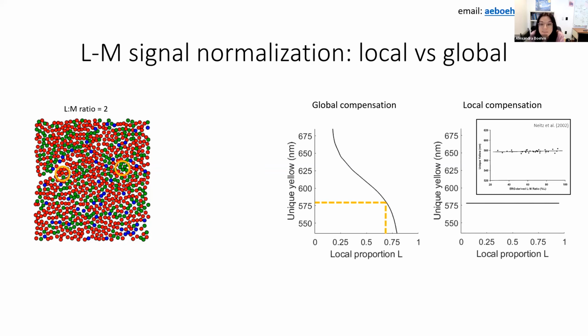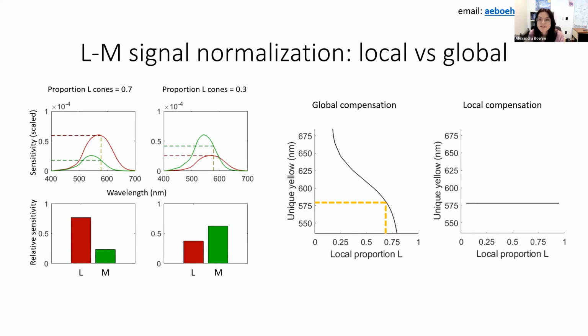And this could perhaps be a similar mechanism to the one that makes the wavelength of unique yellow invariant across individuals with different LM cone ratios. So if we consider a hypothetical mosaic here that contains about 70% L cones, the relative L cone activity at 580 nanometers is several times that of the M cones.